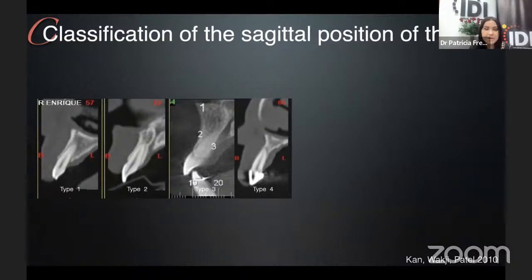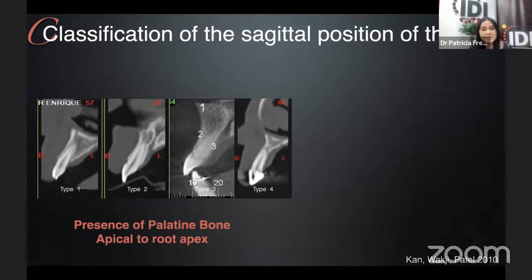And we have to remember that sometimes when the thickness of our bone is less than 1 millimeter, it will look like this, like we don't have any bone in front of our root. So this is very important. If we talk about the presence of palatal bone and bone apical to the root apex, we can observe this only with sagittal slices of our tomography. That's why it's so important to work with them.